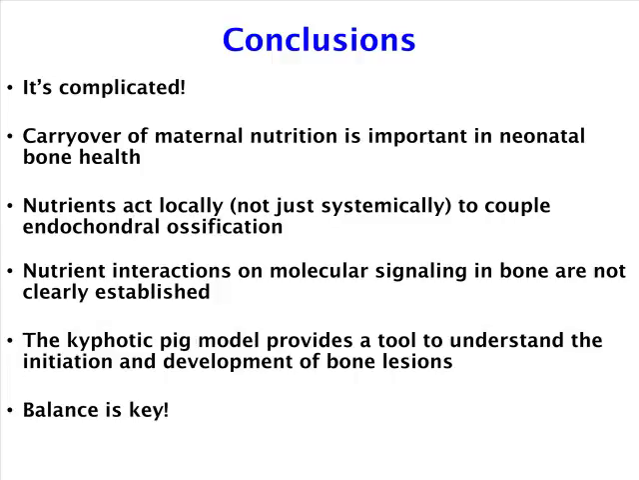Nutrient interactions on molecular signaling in bone are not clearly established, especially in the pig world. A lot of the literature I have to dive into, as I said, is human, horse, canine, and mouse. And the kyphotic pig model, in our eyes, provides a tool to understand the initiation of bone lesions, not just of the gross kyphotic lesion, but what's happening in the femur. And I think we really have to start paying attention to what we're feeding our sows during gestation and lactation, because once we get later to when these gilts are becoming lame, we've missed the boat as to when the problem actually occurred. And as I said, balance is key.